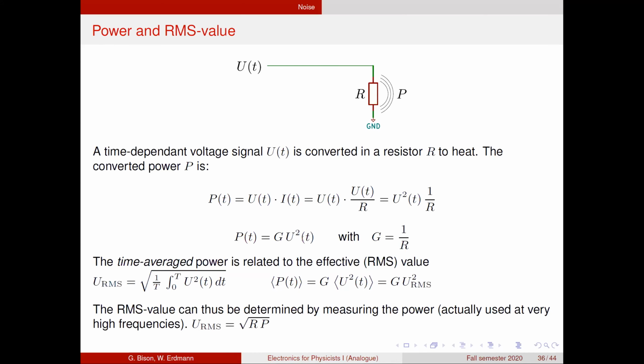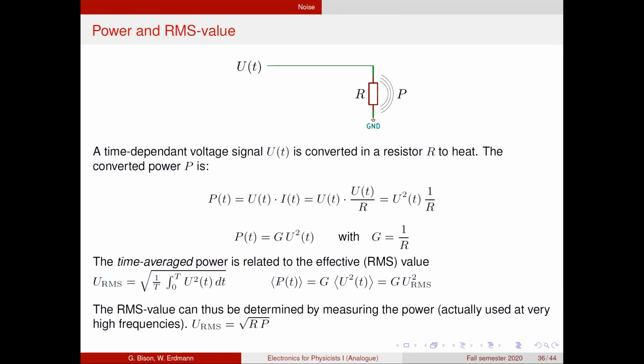Now, this relation is true for every moment in time, but it's often not useful to measure the power delivered every moment in time. If you use an electrical heater to heat your flat, you don't want to know that the power goes up to a certain value 100 times per second and then down to 0 again and up to a certain value. You want the average power that makes your flat warm. And so what we're interested in is the time average of the power.